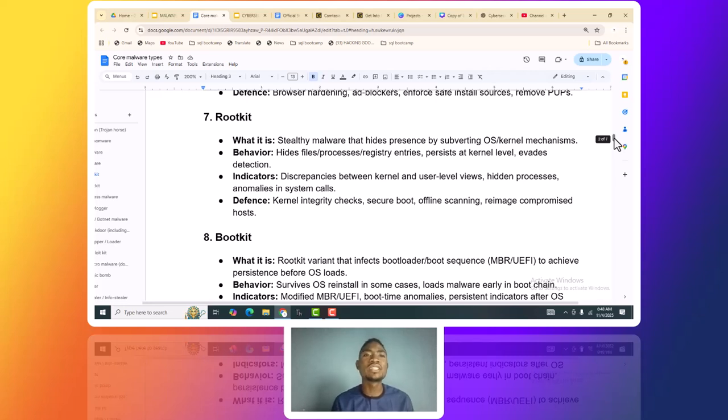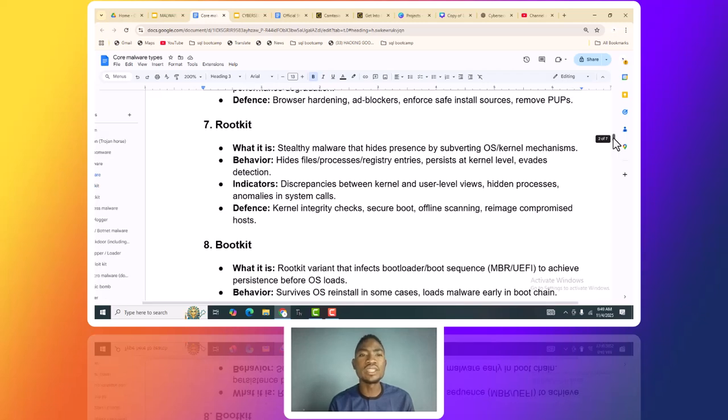Indicators of compromise are that it causes discrepancies between the kernel and the user-level view, hidden processes, and anomalies in the system code. This is the handiwork of rootkit. So what we need to do to strengthen our devices is kernel integrity checks, secure boot, and also offline scanning, and re-image compromised hosts if our system has actually been captured.